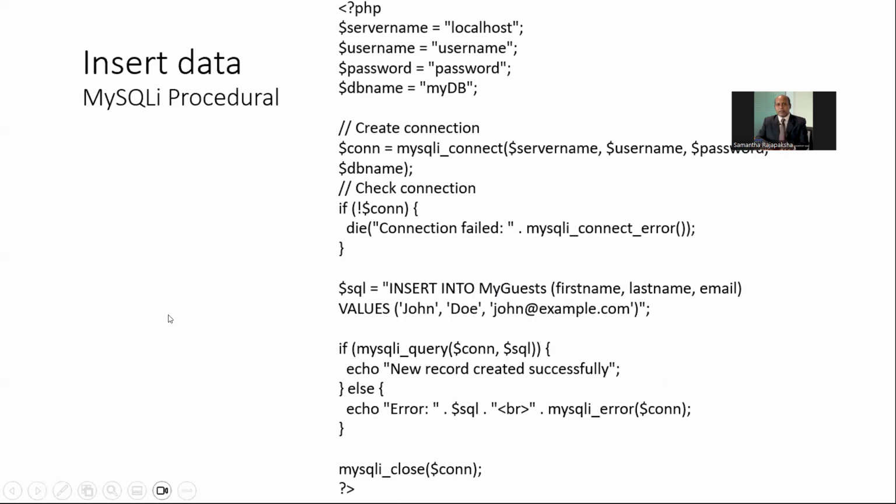This is how you can insert the data in the MySQL procedural way. So again, you need to have the server name, username, password, and the database name. And this will create a connection. Then this will check whether the connection is successful or not. And this is a SQL statement where you want to insert data: insert into table name, the table column names, and the values. Then this is the one which will execute the SQL statement with the given connection. This is a connection string, through which we can create the connection. And this will successfully insert the given data to the given database.